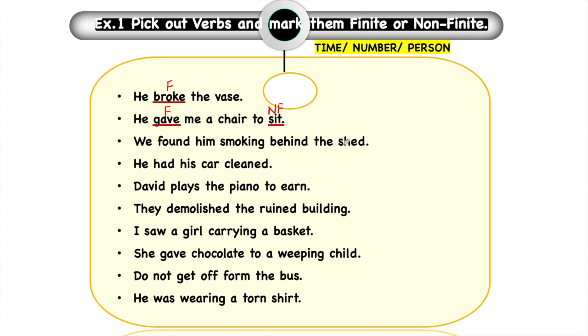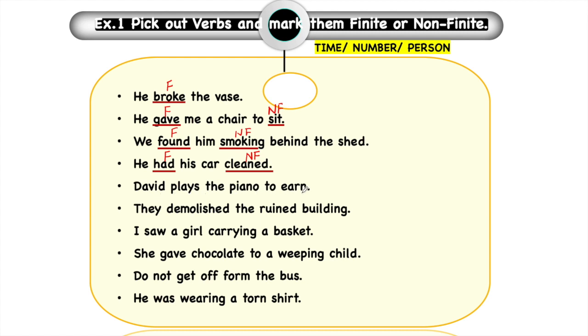We found him smoking behind the shed. Two verbs, found and smoking. Found can be changed if you change into present tense. I find him smoking behind the shed. Find is changed, but smoking is unchanged. He had his car cleaned. If I change the tense, he has his car cleaned. So had is a finite verb and cleaned is a non-finite verb.